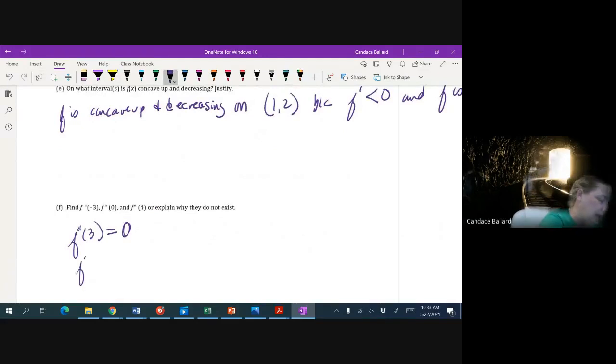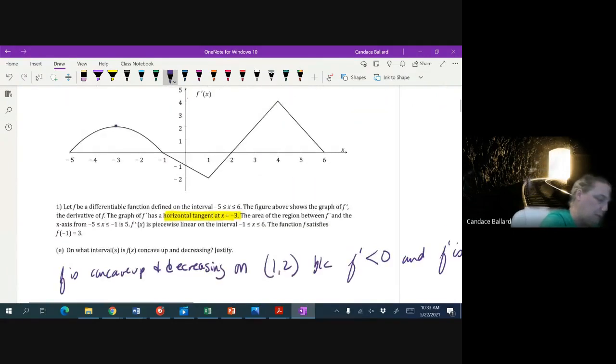F double prime of 0 equals, okay, so I'm going to go to 0 on my graph. Now, I pulled these problems from somebody who made them up. I particularly am not a fan of his scaling on his graph. College Board usually scales it to make it look a little bit more even, but this is a really good exercise.